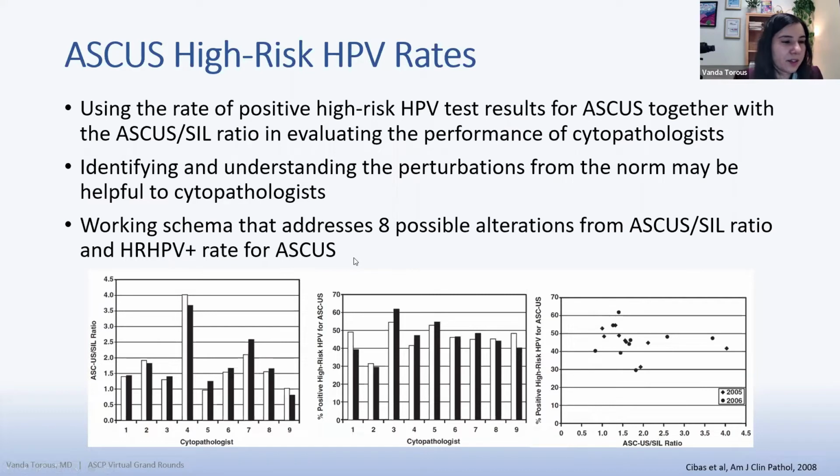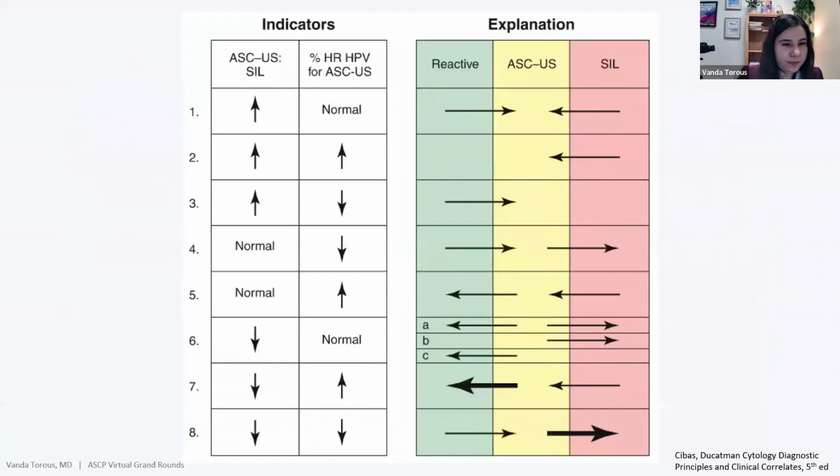because they were able to use this for identifying and understanding perturbations from the norm that may be helpful to cytologists. So really what they're looking at these for is a working schema that can address alterations based off of these two ratios. So by pictorial representation of what they were able to show, we have our indicators here. So we have the ASCUS-SIL ratio, and we have the percentage of high-risk HPV for ASCUS cases.